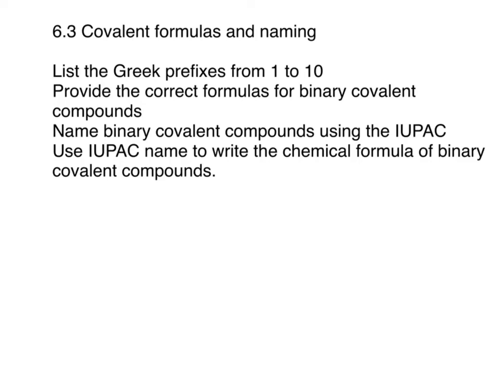Hello chemistry students. We're here today for lesson 6.3 where we take a look at covalent formulas and naming of covalent compounds. So our goals for you in this lesson are to first of all list the Greek prefixes which we use in naming covalent compounds, at least the first 10 of them, to write the correct formulas for binary covalent compounds. Binary means covalent compounds which contain only two elements.